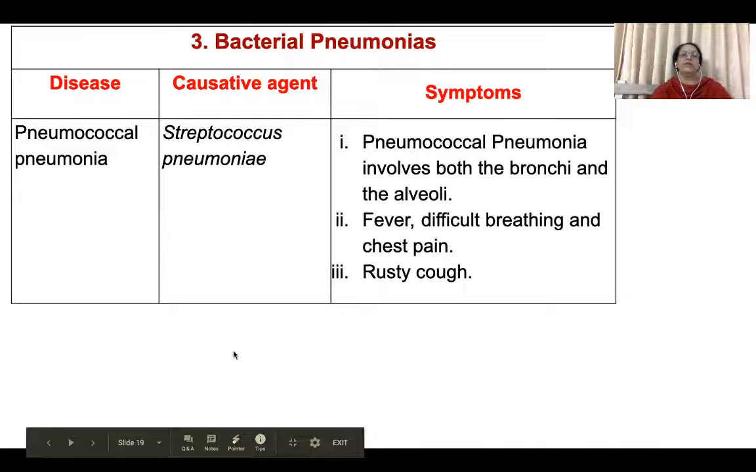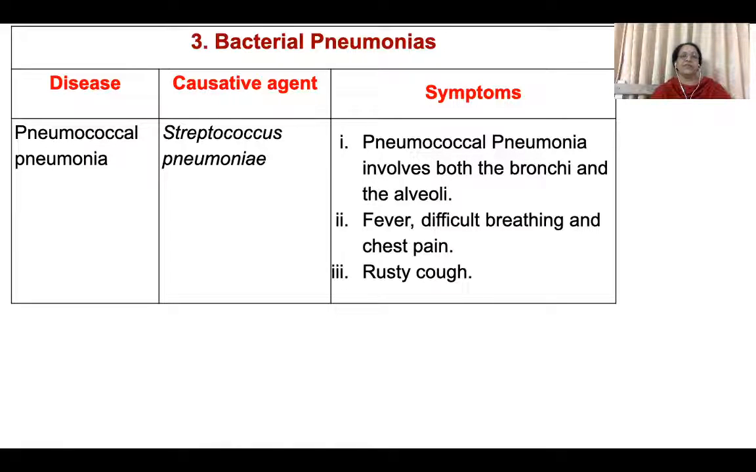Now, in lower respiratory tract infection, one important category we have to consider is pneumonia. First, bacterial pneumonia. In that, the disease is pneumococcal pneumonia caused by Streptococcus pneumoniae. Here, there is involvement of the bronchi as well as the alveoli, which are deeply situated, and because of which there is difficulty in breathing, a febrile illness, that is fever, as well as chest pain. In the later stages, the color of the cough is rusty.